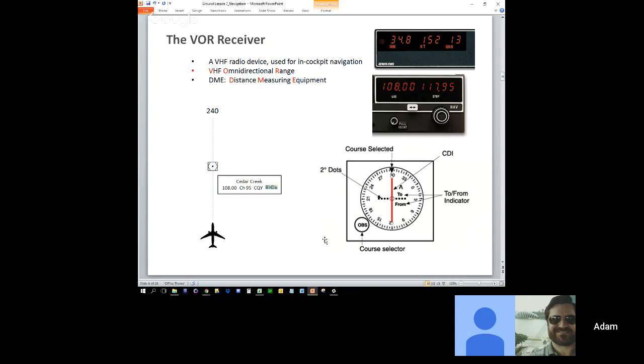Okay. Now, where things get just a tad bit confusing, and this is where the FAA tries to really confuse the heck out of everybody on the test, is the to from indicator.